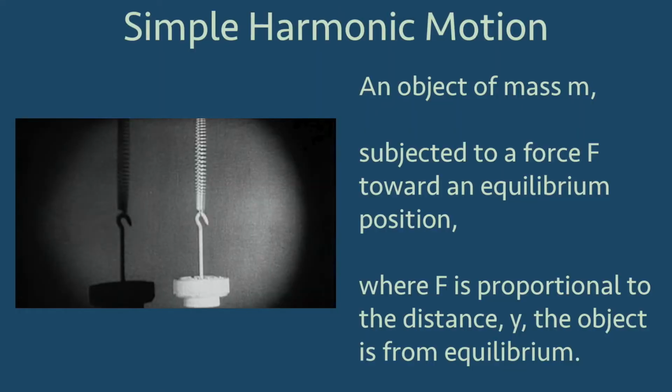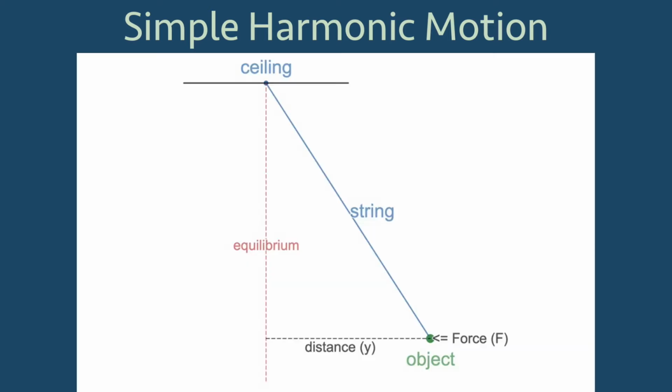In this discussion, we will only be working with simple harmonic motion, which arises when an object of mass m is subjected to a force F toward an equilibrium position, where the force is proportional to the distance y the object is from equilibrium. You can demonstrate this for yourself with a simple pendulum. Hang an object from a string. When it is resting, that is equilibrium. If you pull the object back and let it go, you have started simple harmonic motion.